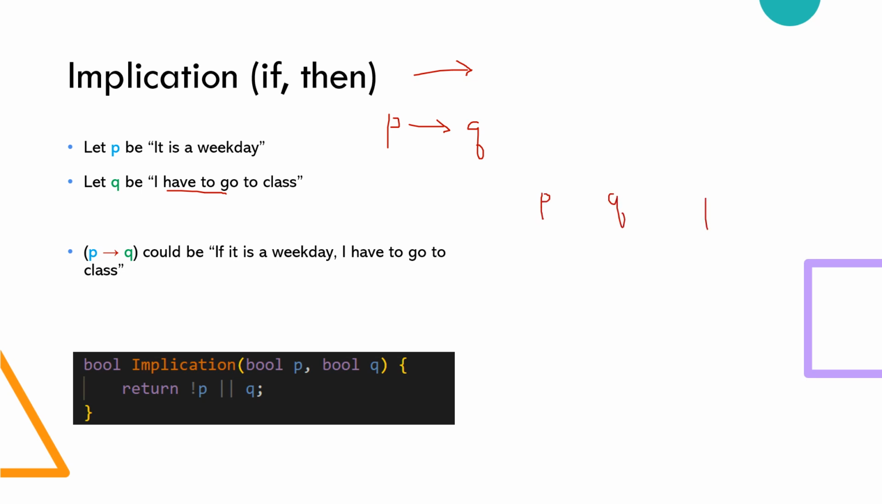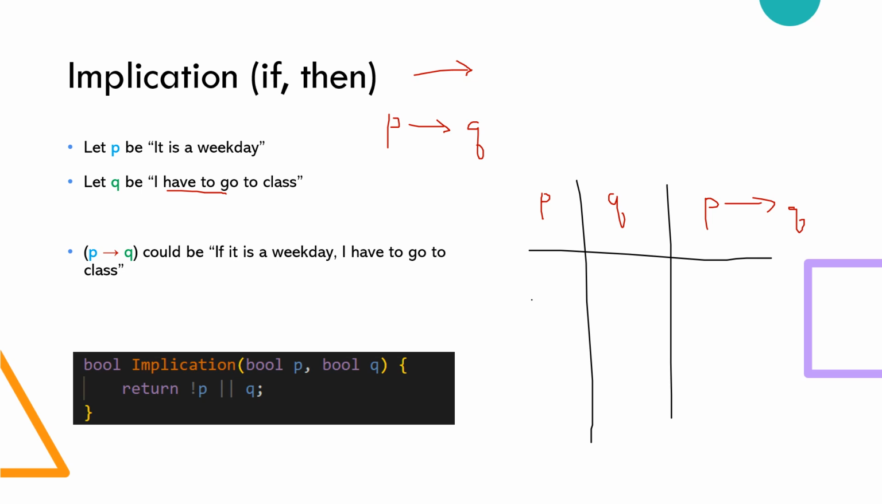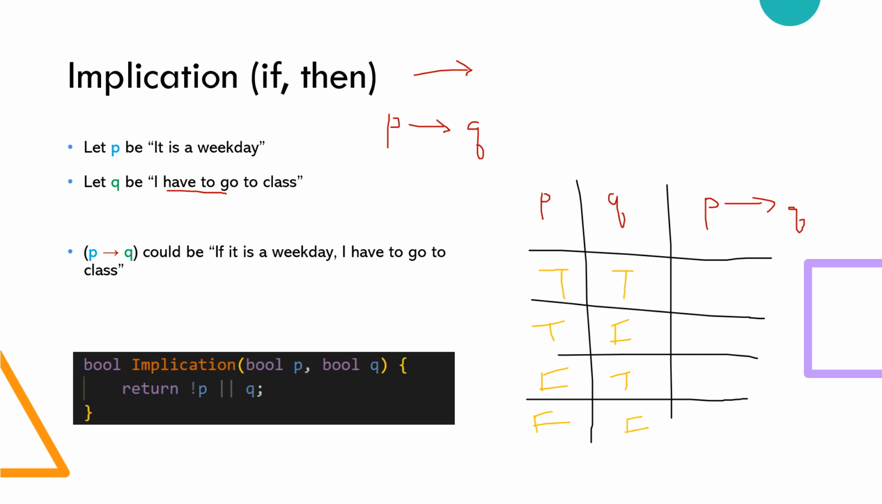P, Q, P implies Q. True, true, true, false, false, true, false, false. So assume that these are under normal circumstances where you don't have any weekend classes. So if both P and Q are true, it is a weekday, I have to go to class. Yep, it's true.